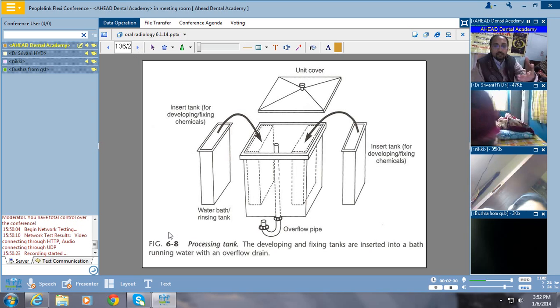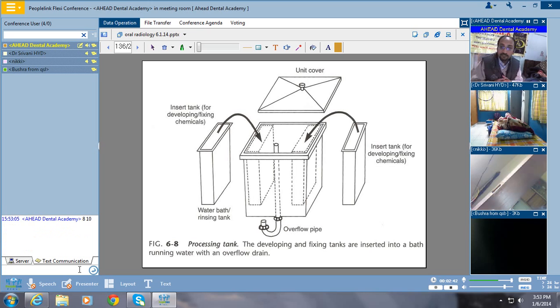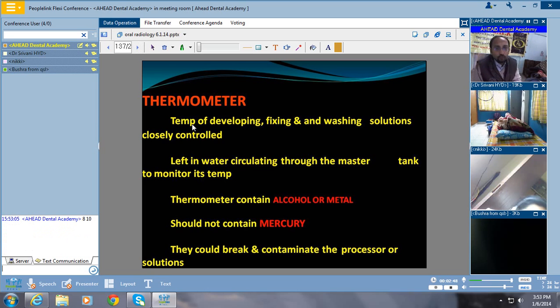So this is how a processing tank appears. I told you the size of a processing tank. It is roughly 8 into 10 inches. The roughly 8 into 10 inches is the size of the processing tank, which you guys need to remember. Okay.